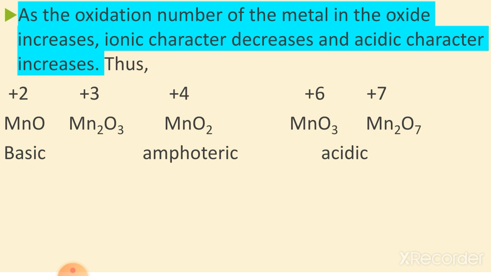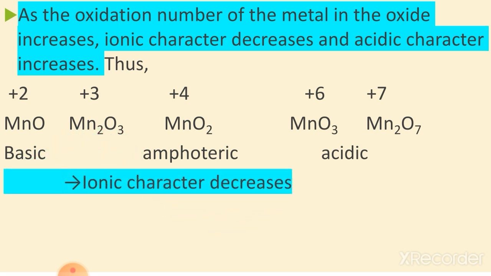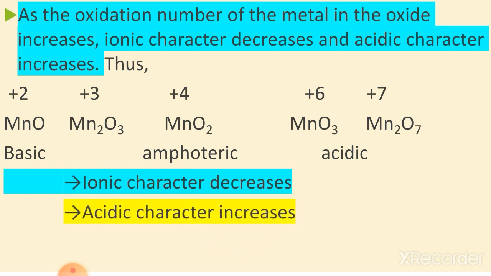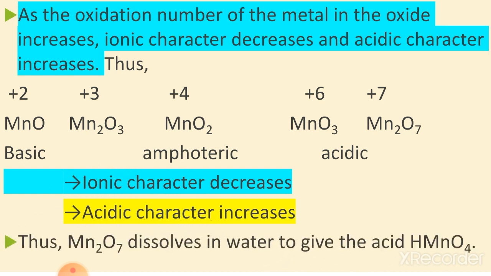Look here: +2 and +3 states show the basic nature, +4 shows the amphoteric nature, and +6 and +7 show the acidic nature. So according to Fajan's rule, the higher the oxidation state, the more will be the covalent character and the more will be the acidic property. Now look here, the ionic character decreases from +2 to +7, that means covalent character increases, and hence acidic character increases. Thus Mn2O7 dissolves in water to give HMnO4, that is permanganic acid.